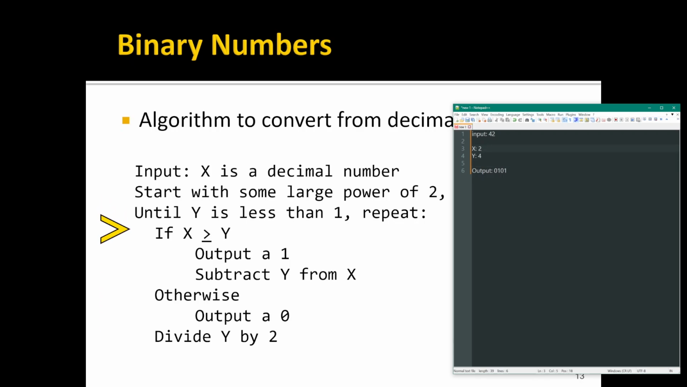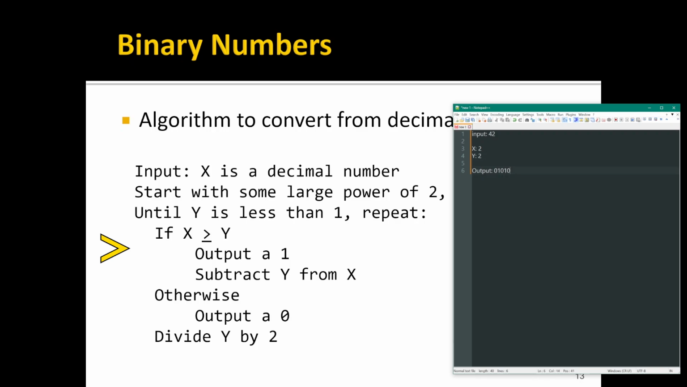Is x greater than or equal to y? That is false, so we put out a 0, and divide y again. And we go back up to the top. Y is still greater than 1, so we're still repeating. And it says if x is greater than or equal to y. So in this case, they're equal, so that's true.